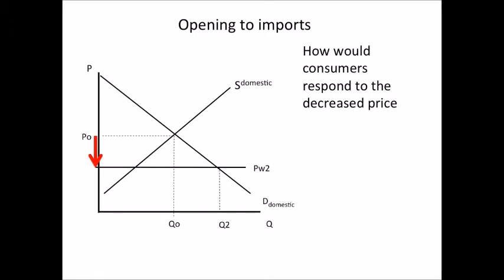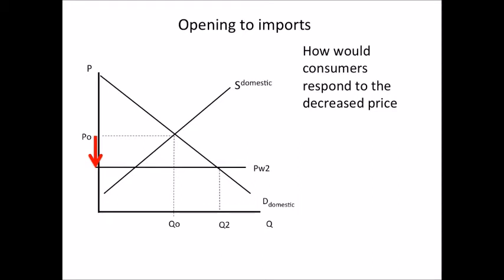Now, when the foreign competition comes in, that is going to push down the price that domestic firms can charge for their own product. Now, if it's a homogeneous good with perfect competition, the basic analysis that we're looking at here, the domestic price will go down by the full amount, down to exactly equate to the world price. Now, how would consumers respond to this?